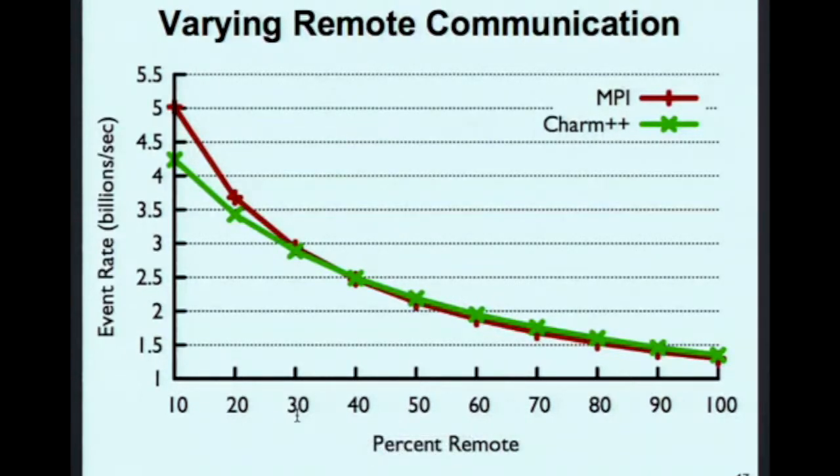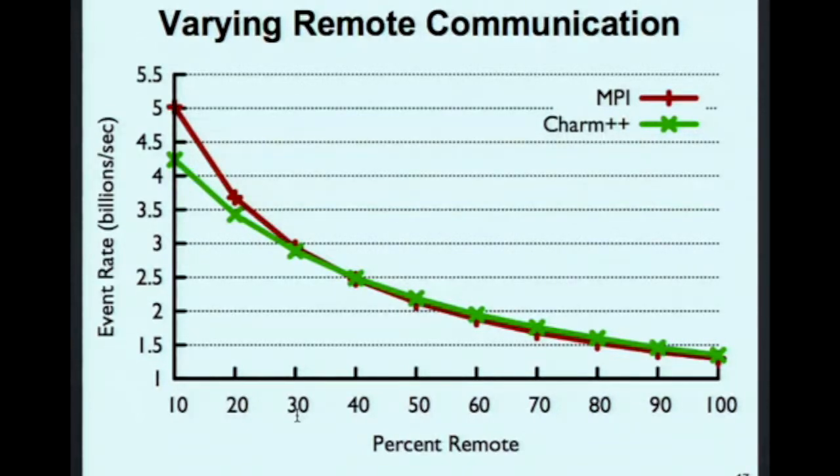So here, on the y-axis, we have the event rate in billions of events per second. So more events per second is better. And on the bottom, we are exploring the space of the amount of communication we're doing in the p-hold benchmark. On the left side, just 10% of the events are sent remotely. The other 90% are local, all the way up to every single event being a remote event.